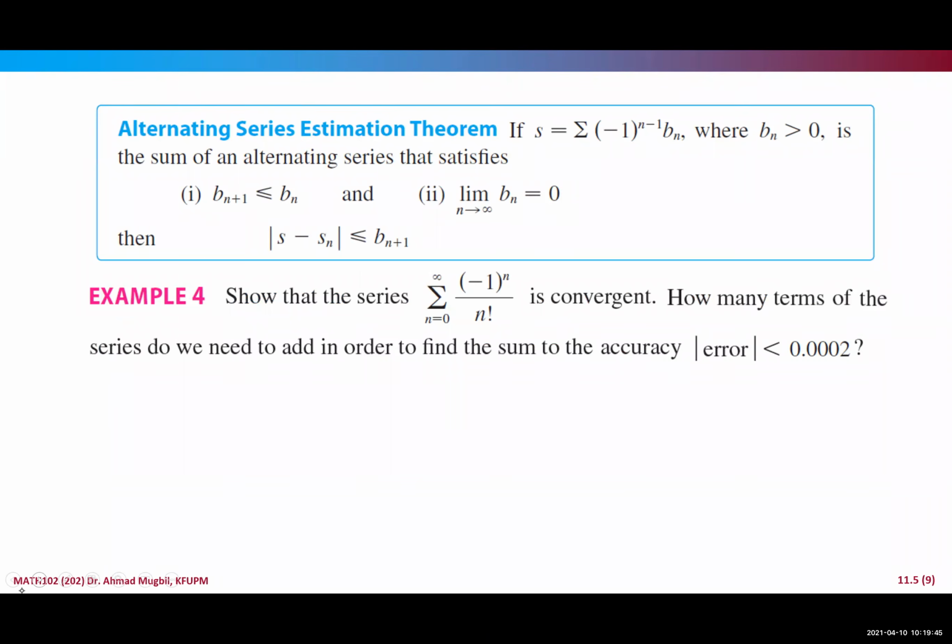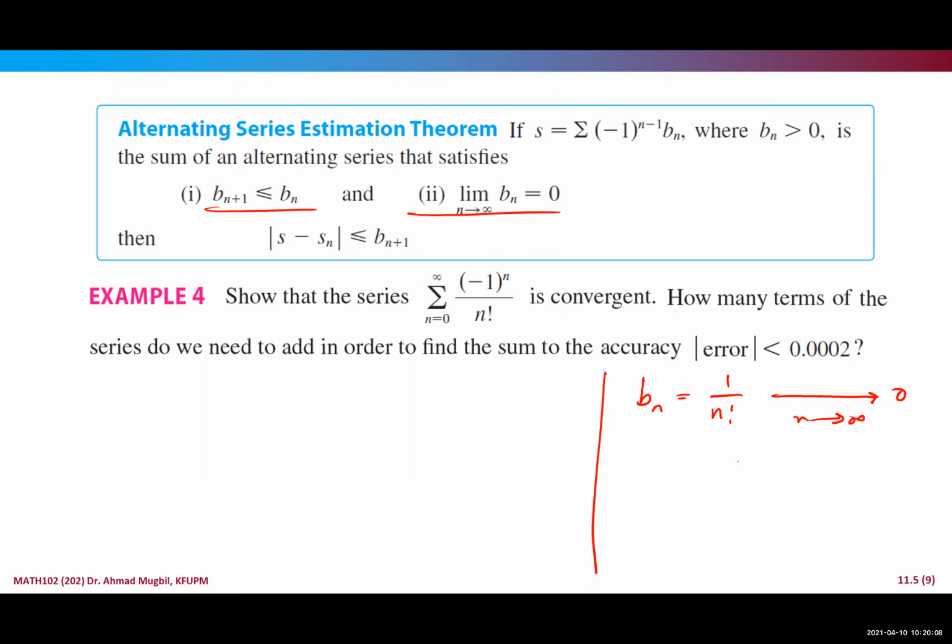This is an example from your textbook, example number 4. I modified it a little bit. Show that it is convergent. This is easy. You just need to check these two conditions. Let's start with the first one. Here, what is Bn? Bn is 1 over n factorial. Clearly, this goes to 0 when n goes to infinity.